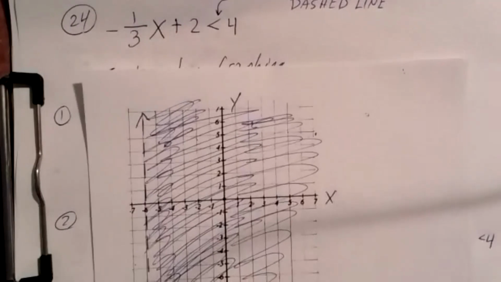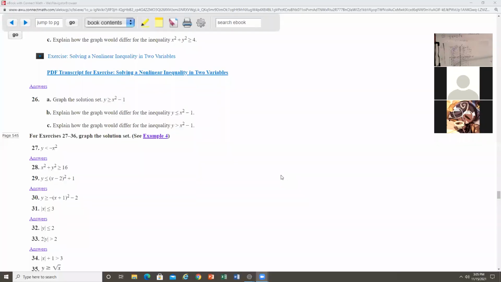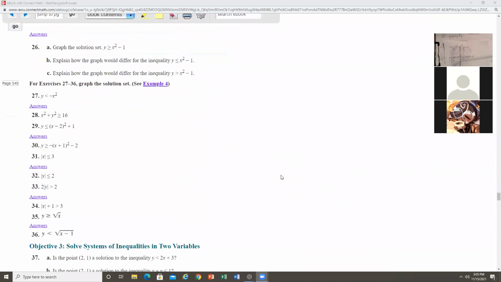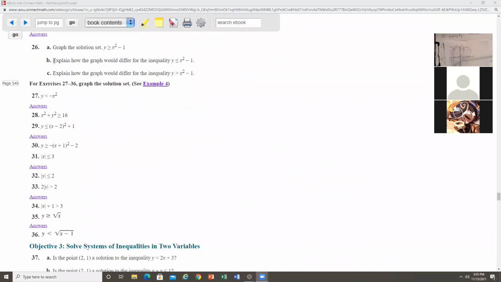Okay. All right, that was number 24. Maybe we can try another one here. Let's see. Go back to our textbook. All right, let's see. All right, let's try this one.